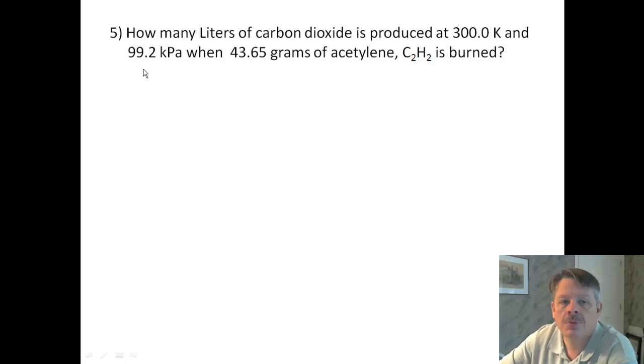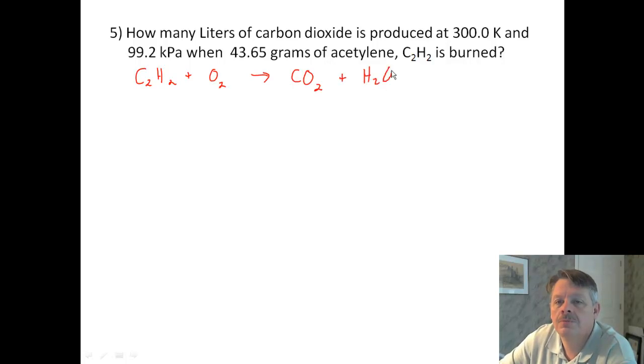Alright, so of course the first thing we have to do is come up with our balanced chemical equation for acetylene, right? And it's burned, so that means it's going with oxygen. And what do we produce in a reaction like this? Well, it's a combustion reaction, so we produce carbon dioxide and water.